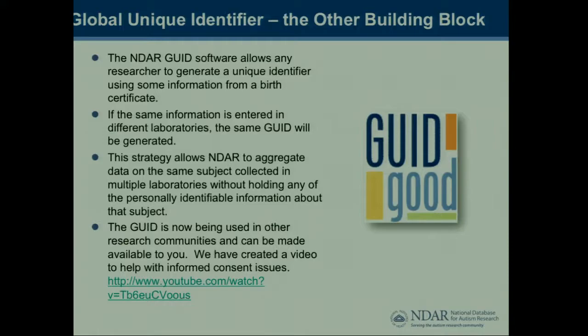The other building block is the GUID, the Global Unique Identifier. This is a great little piece of software that sits at the research site, lets a researcher put in first name, last name, date of birth, place of birth, sex, and it hashes that information at the site and sends us the hash data. If we've seen those hash codes before, we return the same random ID that we returned the first time. If it's a new person, they get a new ID.